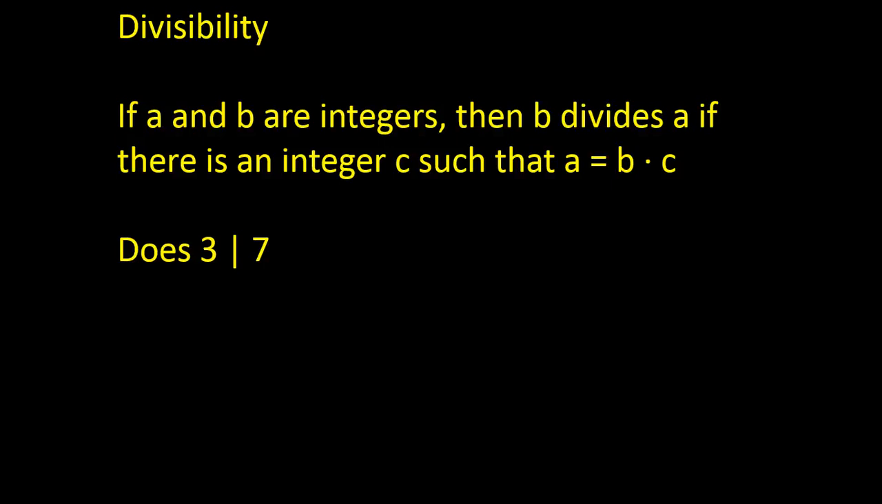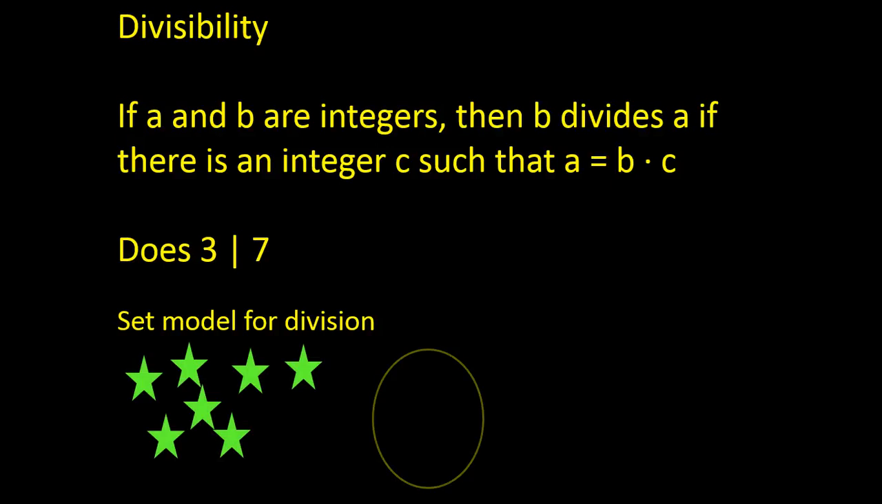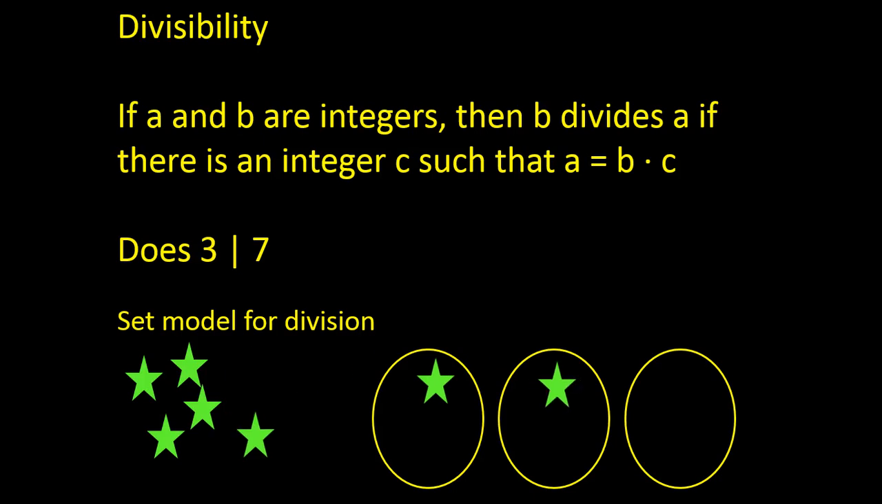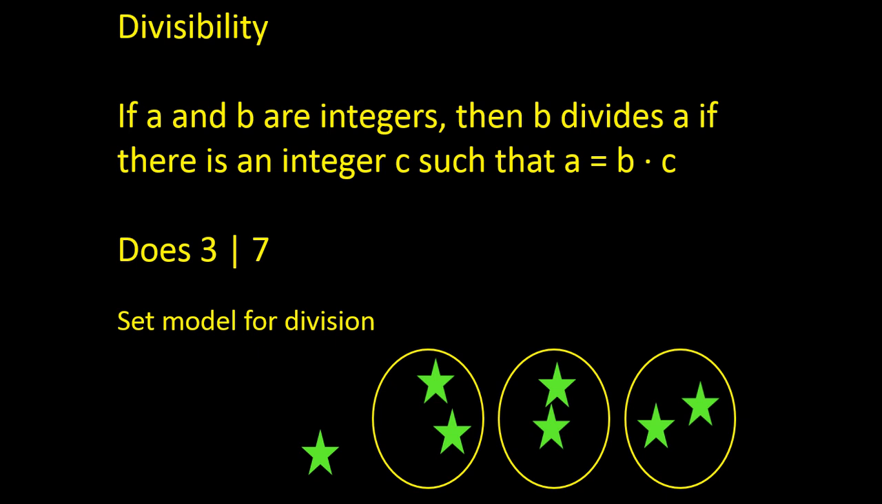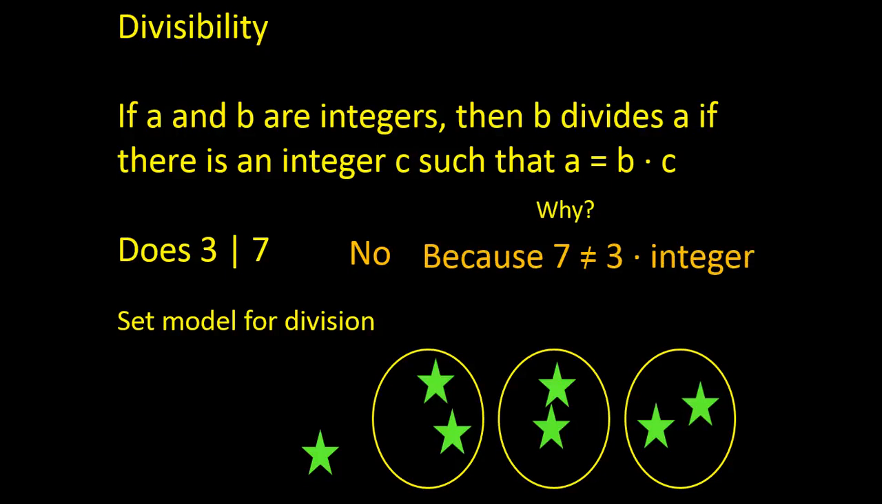Does 3 divide 7? Well, let's look at the set model to think about what's happening when we try to divide 7 objects into 3 equal groups. Since we have to have an equal number of objects in each group, we can put 2 objects in each group, but we do have 1 left over, and we know that that 1 left over is called a remainder. So to answer the question, does 3 divide 7, we would say no, and the reason is that there is no integer that we can multiply 3 times to get the number 7. Now that doesn't mean there isn't a number we can multiply 3 times to get 7. There is, but that number is not an integer.